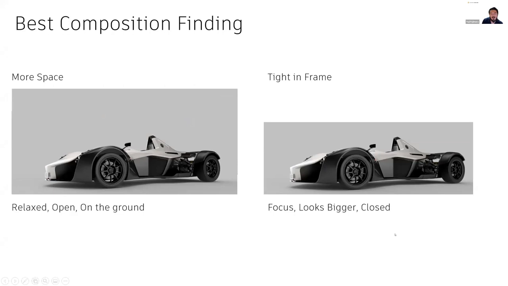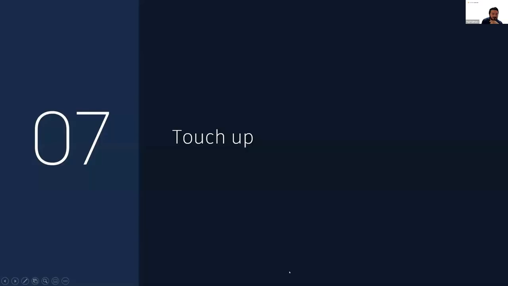While on the right, maybe you can say it's more focused, or it looks bigger in the frame, the product is bigger, or it's more like a close, too tight, I don't know. So these are also things you need to pay attention to, and you have to have full control. You're not going to let this happen by accident. You're the one deciding how much white space you are going to have over your renderings.